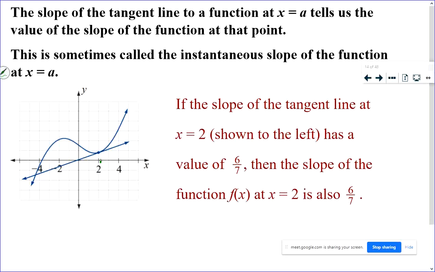One more kick at the cat, horrible expression here. The slope of the tangent line is the slope of the function at that point, which is why we call it the instantaneous slope. If you go a little bit to the left, the slope will be different. If you go a little bit to the right, the slope will be different.